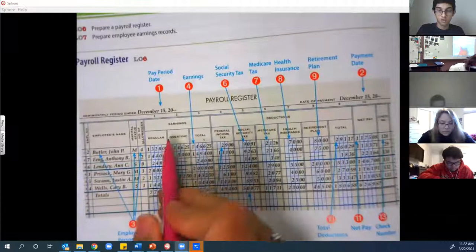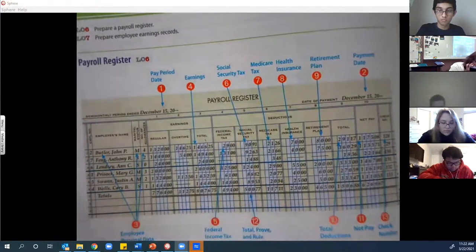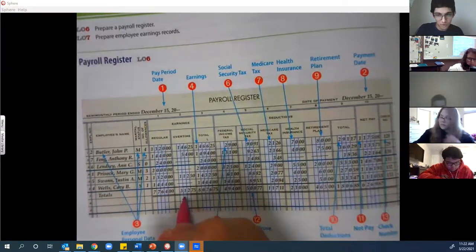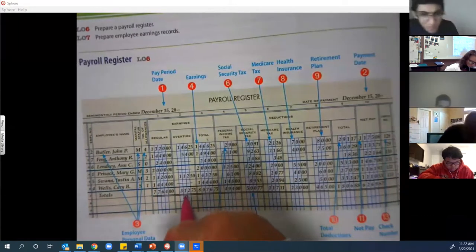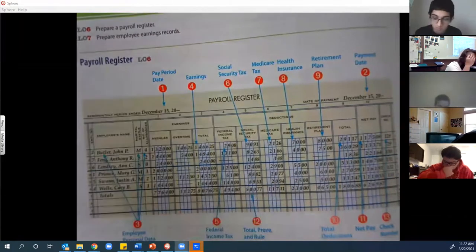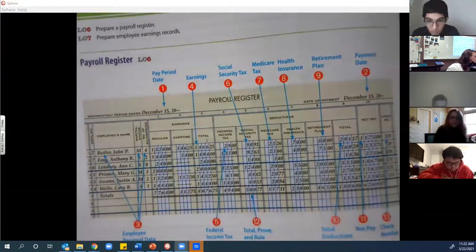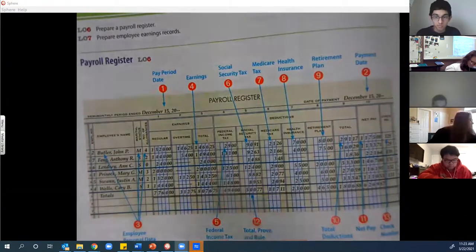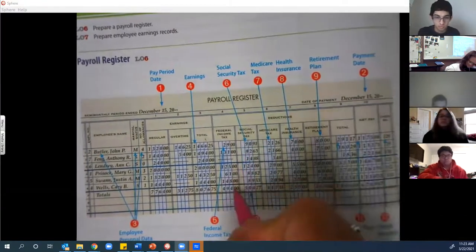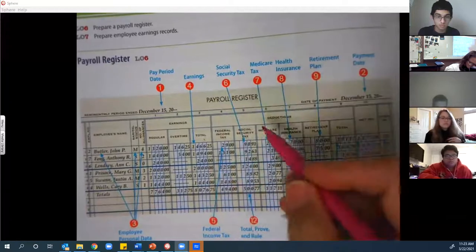All right, total earnings. So you have your regular pay, your overtime pay, and this is something you definitely want to keep track of too, so that you know, hey, we're paying way too much in overtime. Maybe we need to hire another person, something like that, right? Decisions can be made. Then we'll go to the tables to find the federal income tax.